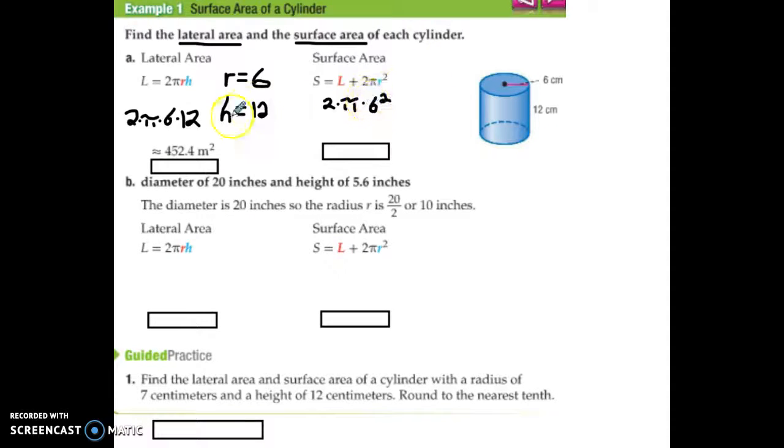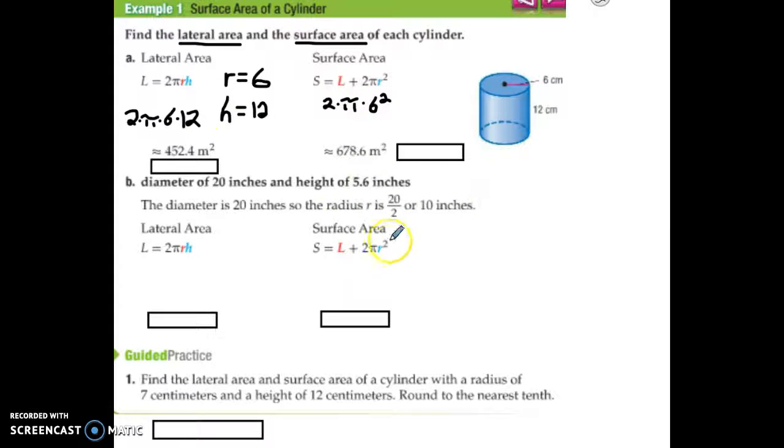And we're going to add on the lateral area, which is over here. Okay, so if you do that and you add them together, you should get an answer of 678.6. And we can enter all this at one time if they just want the surface area. Like I did on the page before, I'm going to do 2 times pi times 6 times 12 plus 2 times pi times 6 times 6.